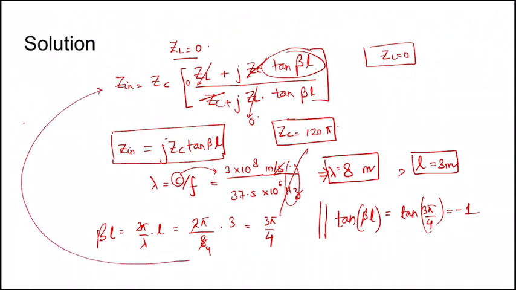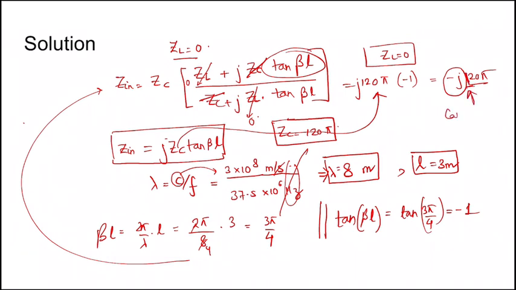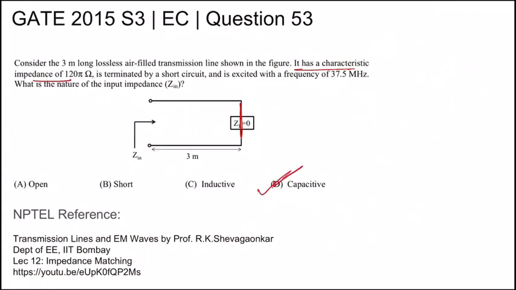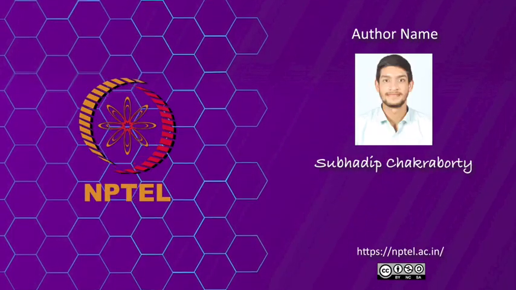Now coming to this one and putting the values, it is 120 pi, that is ZC, just refer from here, Z in is j times 120 pi into minus 1, so minus j 120 pi. Hence, since the input impedance is of minus j nature, we can easily comment that it is capacitive in nature. So the input impedance is capacitive in nature, hence option D is correct.